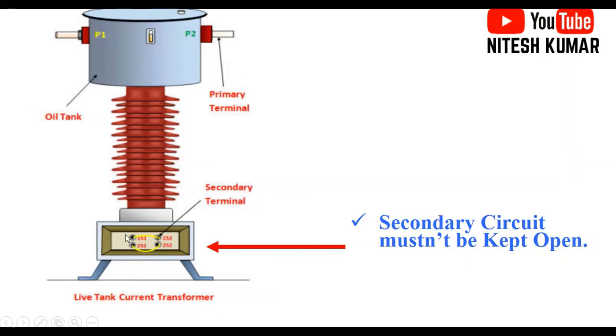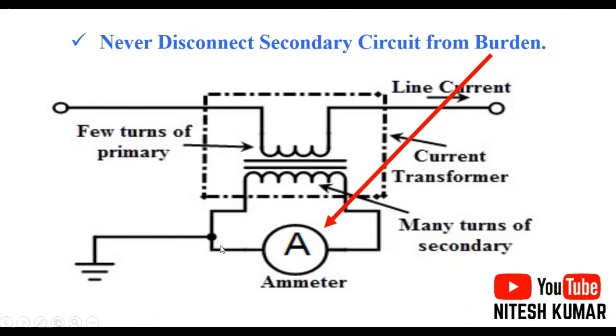So like this picture, the secondary winding, the secondary terminal should be shorted, okay. With this picture, it is very much clear for your understanding. This red arrow is shown here, okay. Next, the second point is that never disconnect the secondary circuit from the burden.